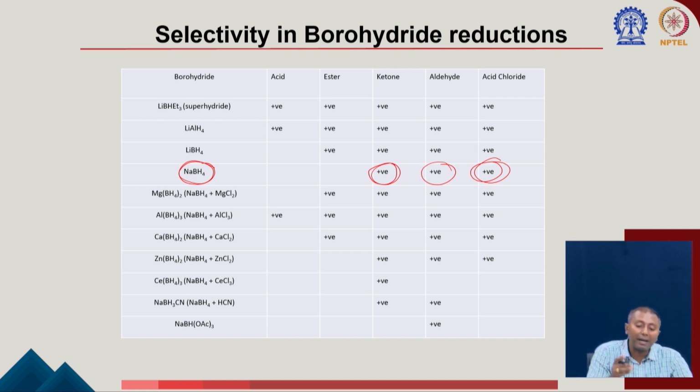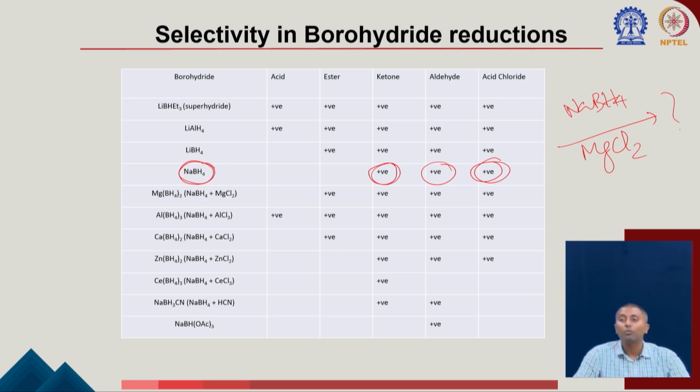Suppose you have magnesium chloride and sodium borohydride, and a reaction is given like that, where sodium borohydride is written here and you have written MgCl2. Now you see something unusual in the product, because you always think sodium borohydride means it will reduce a ketone, aldehyde and acid chloride. But as soon as you mix it with magnesium, what is going to happen? Now it can reduce the ester, which was not possible using sodium borohydride.